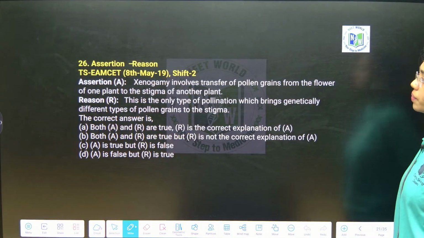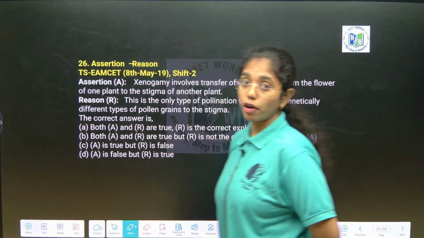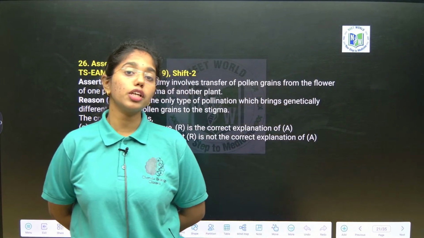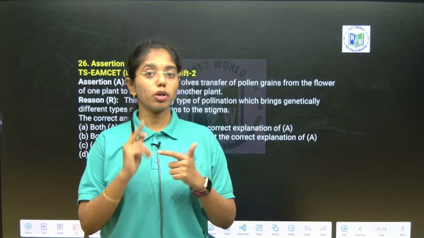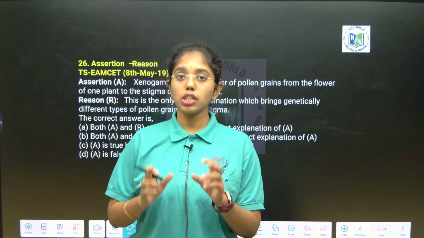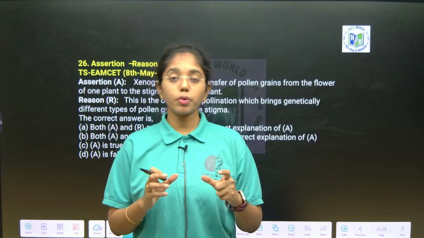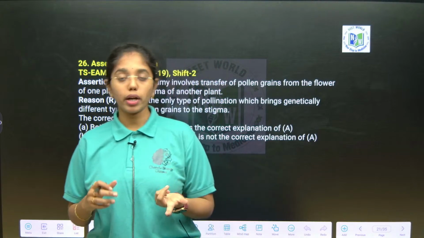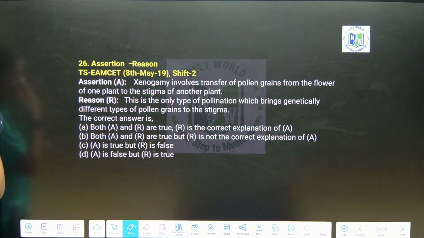Next question, assertion reason type again. This is also on the types of pollination. On types of pollination you get most of the questions, not only in the EAPCET but also in the NEET exam. As such, have an additional focus and interest when you are going through the concept of types of pollination, both biotic and abiotic pollination. Just look into it and answer.